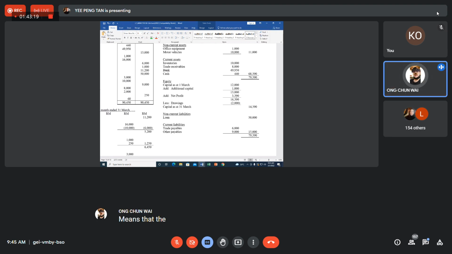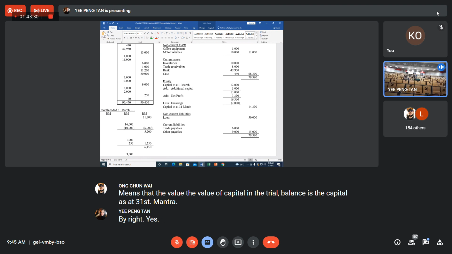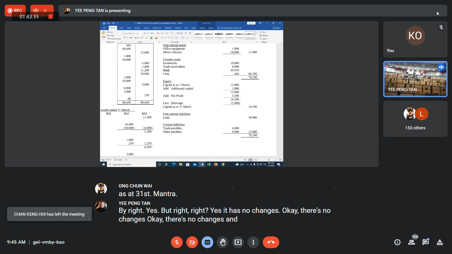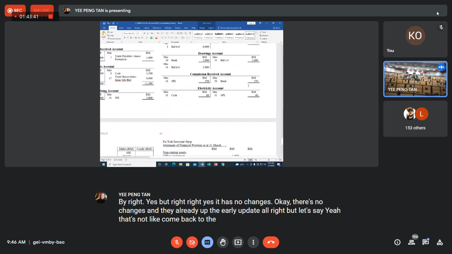Means that the value of capital in the trial balance is the capital as at 31st March, right? By right, yes. If there's no changes, okay. If there's no changes and they already updated that. All right. But let's come back to the question just now.